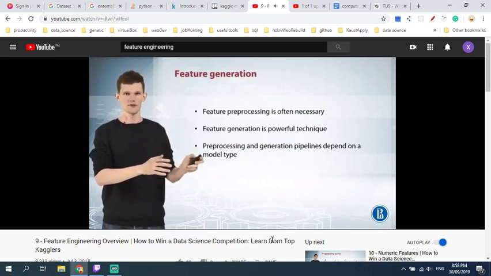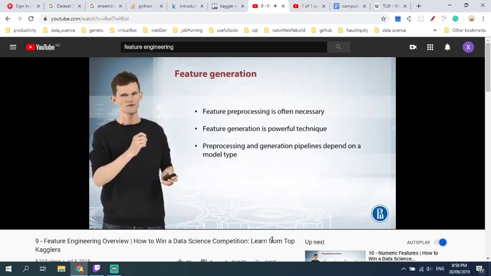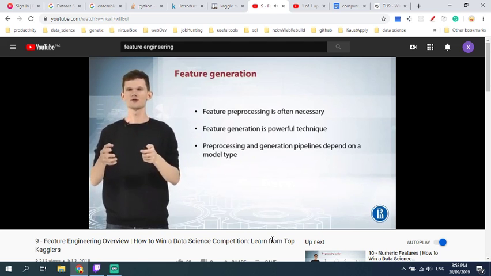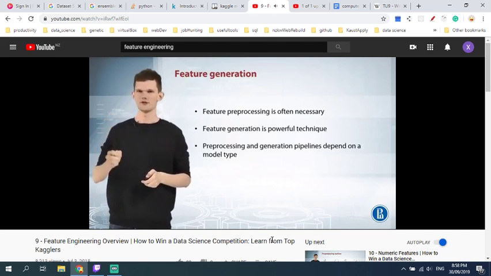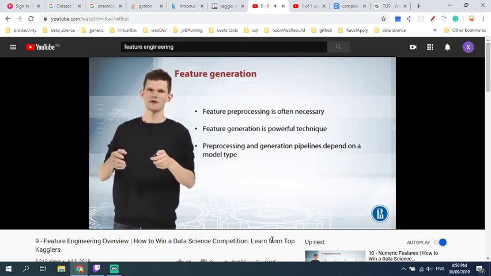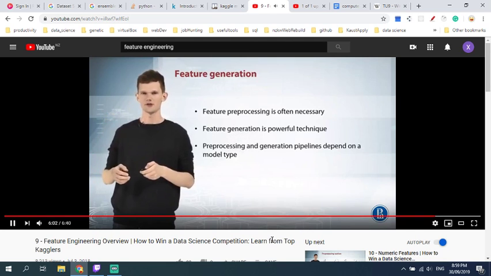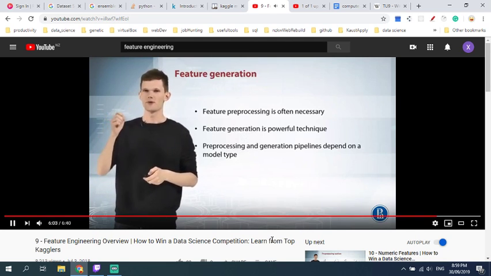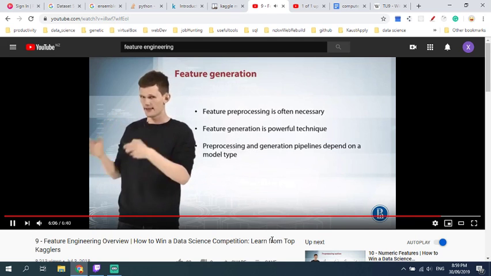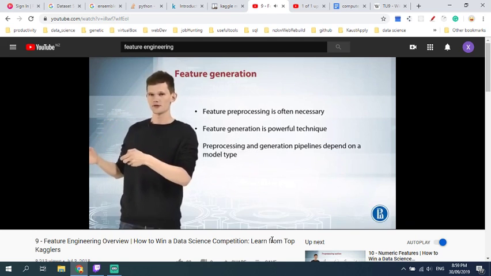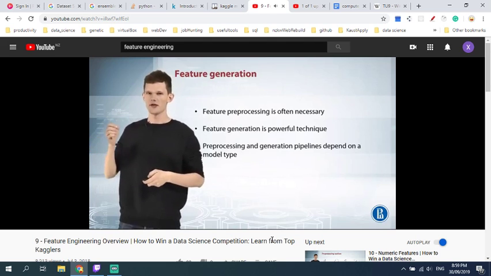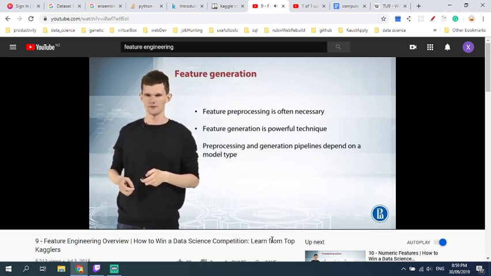feature pre-processing is a necessary instrument you have to use to adapt data to your model. Second, feature generation is a very powerful technique which can aid you significantly in competitions and sometimes provide you the required edge. And at last, both feature pre-processing and feature generation depend on model you are going to use.